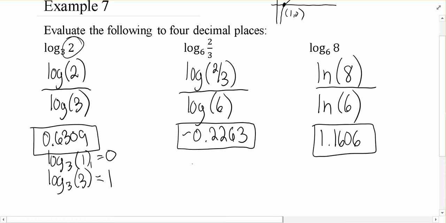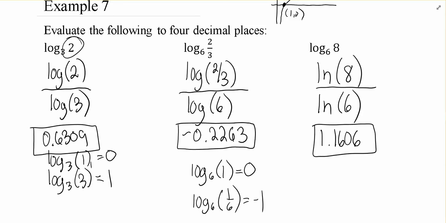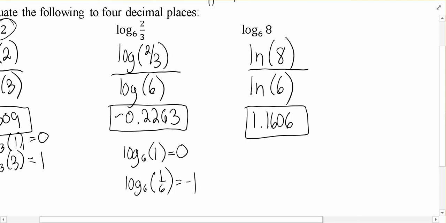Now, as far as this 2/3 guy, log base 6 of 1 would be 0, whereas log base 6 of 1/6 would be negative 1. And I know that 2/3 is somewhere between 1/6 and 1. So this negative number that's between 0 and negative 1 makes sense.